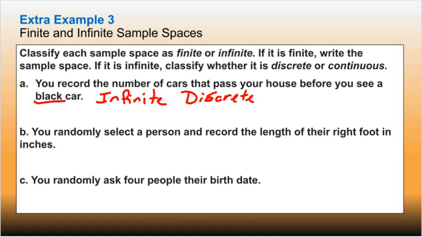Letter B, you randomly select a person and record the length of their right foot in inches. Now this one, they didn't say how many you are selecting, so we can say that this is infinite, and the length will vary, so this would be continuous.